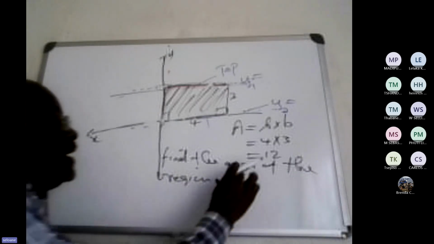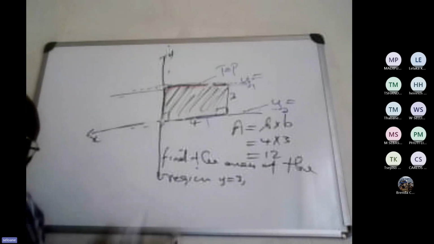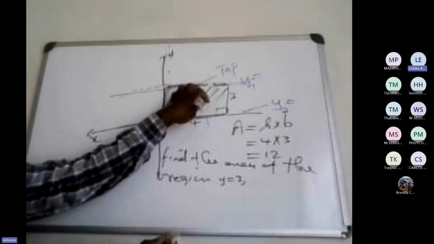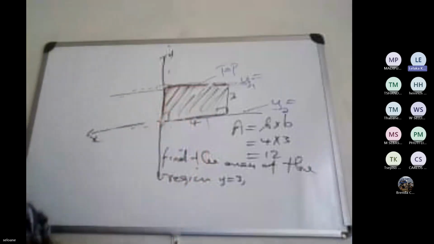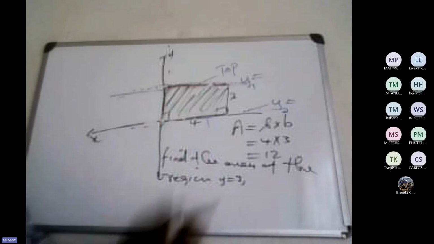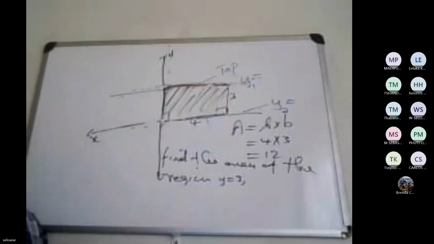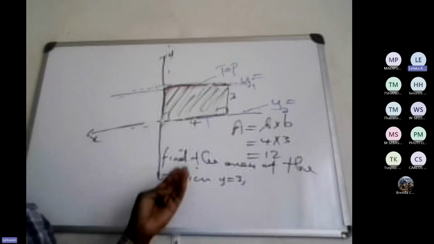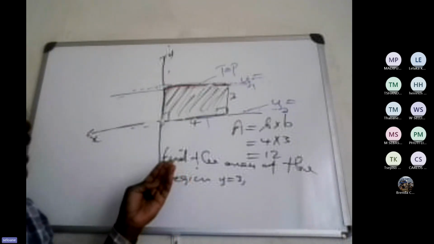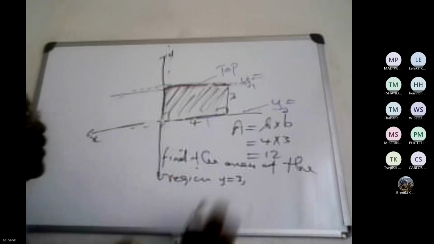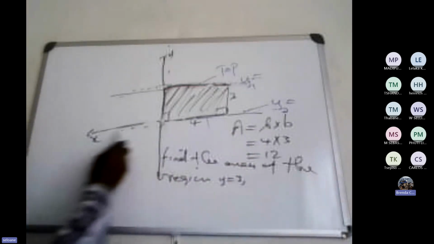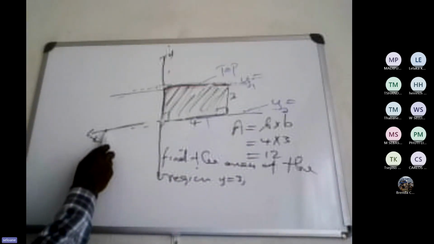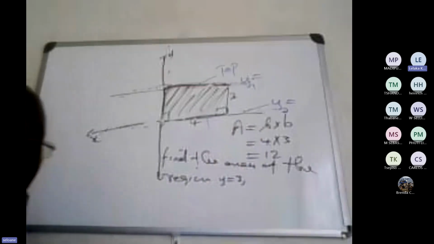And any other boundary enclosing our region? This region is enclosed by, not 2, by 4. One of them is y equal to 3. That is this. Another one is what? Anybody? Y equal to 0. That is the x-axis. Don't forget, this is the x-axis. That is y equal to 0.